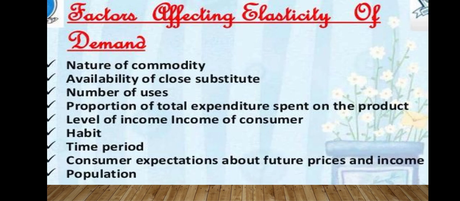These are the factors which affect the elasticity of demand, like nature of the product and availability of close substitutes. So if there are more substitutes available, the commodity will be more elastic. Elastic means it shows a lot of fluctuations, and inelastic shows fewer fluctuations.